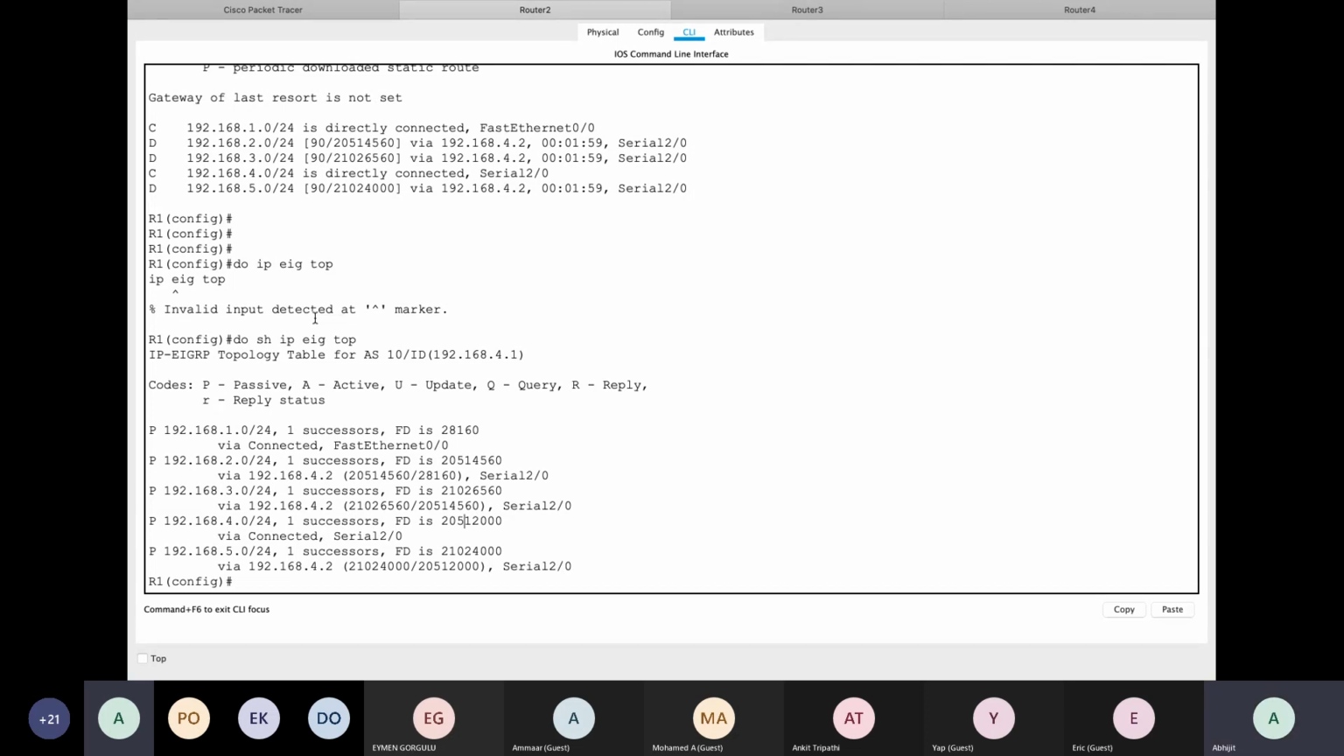If the feasible successor even goes down and there is no route, then friends, there won't be any route there. You need to do manual troubleshooting if there is no route. Then the third route will be advertised by the router in that case, and that particular route will become the successor in our case. So that's exactly how EIGRP works.